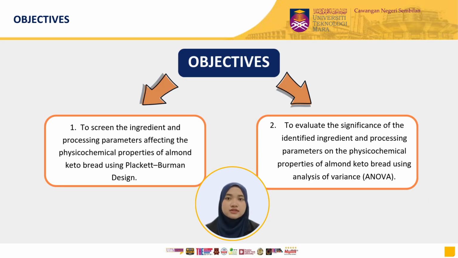The objective of this research is, first, to screen the ingredients and processing parameters affecting the physicochemical properties of almond keto bread using Plackett-Burman design. And second, to evaluate the significance of the identified ingredients and processing parameters on the physicochemical properties of almond keto bread using analysis of variance (ANOVA).